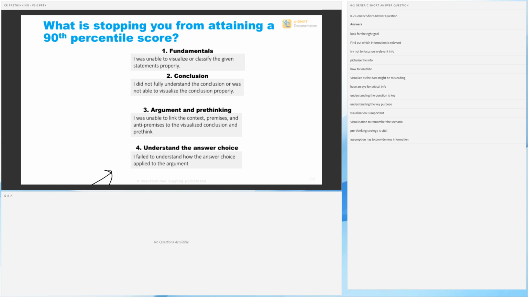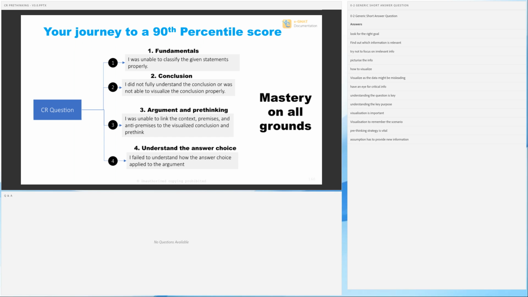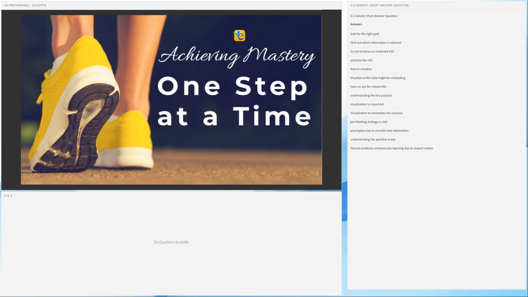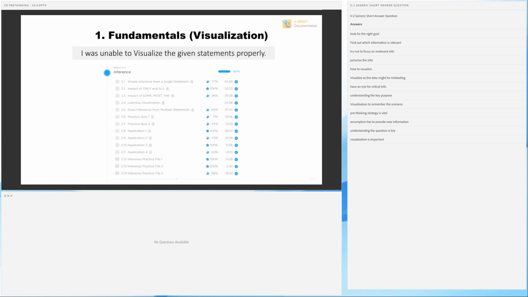And you can really see at each one of these three things you guys have faltered in the questions that we solved today. So you've got to build these skills one at a time. As long as you achieve mastery on all grounds, you're going to be able to answer every CR question correctly. Okay, but you've got to build these skills one step at a time. So one of the most important things is to start with the foundation. Make sure you understand how to classify statements as premises, conclusions, intermediate conclusions, anti-premises, and so on. If you're an e-GMAT student, the module on premise and conclusion is really relevant for you. That's about 2 hours of learning just on doing that.